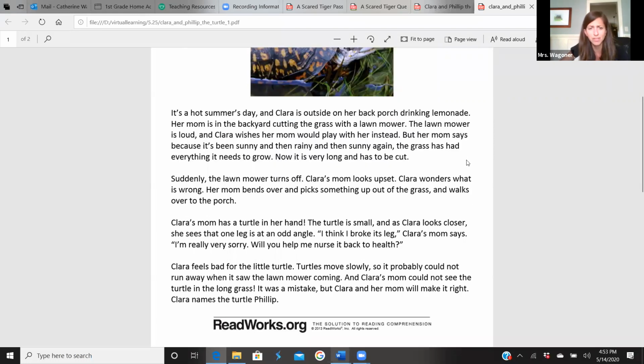Clara feels bad for the little turtle. Turtles move slowly, so it probably could not run away when it saw the lawnmower coming. And Clara's mom could not see the turtle in the long grass. It was a mistake, but Clara and her mom will make it right. Clara names the turtle Philip. And there's more.